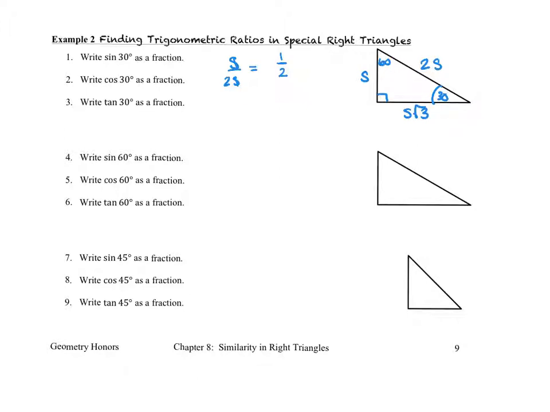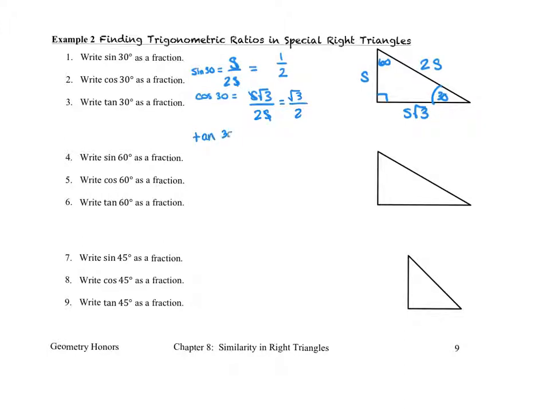Okay, if I do cosine 30, cosine of 30 is equal to adjacent over hypotenuse. So the adjacent to 30 is s radical 3 over the hypotenuse, which is 2s. So the s's cancel, and I end up with radical 3 over 2, which I can have because the radical's not in the denominator.